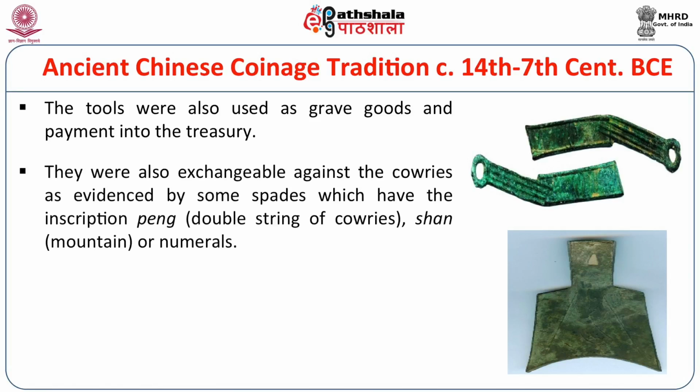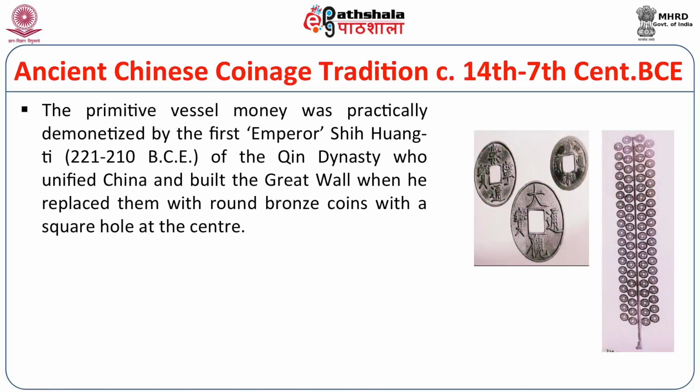There were also exchange rates with cowries, as some of these spades have an inscription with the term peng, which means a double string of cowries, and shan, or sometimes numerals which have been inscribed on these small spades. This primitive vessel money was later practically abolished or demonetized in the period of the first emperor Shi Huangdi of the Qin dynasty, who unified the entire China and built the Great Wall.